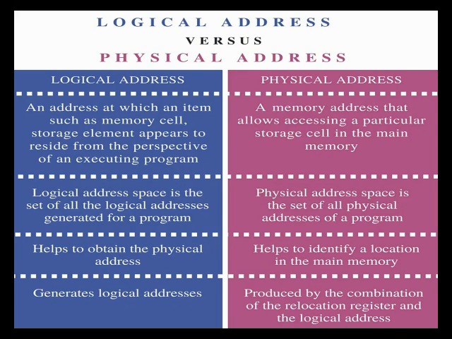And the logical addresses help to obtain the physical addresses, and the physical addresses help to identify a location in the main memory. The logical address is generated by the CPU, and the physical address is produced by the combination of the relocation register and the logical address.